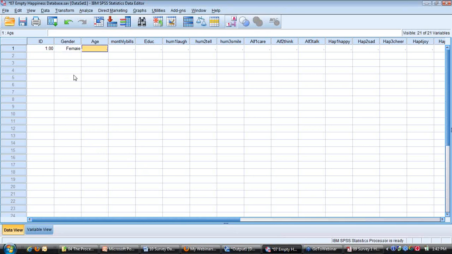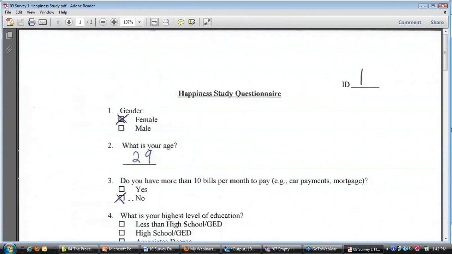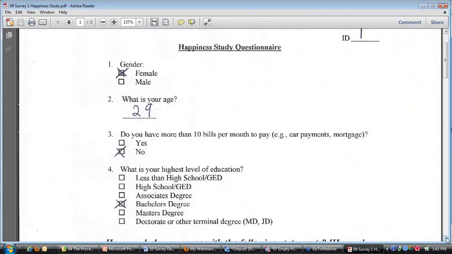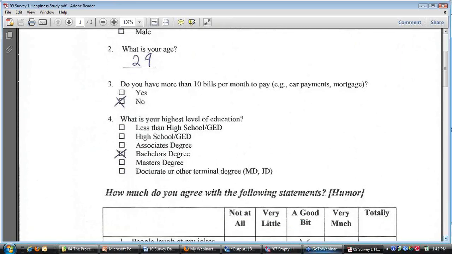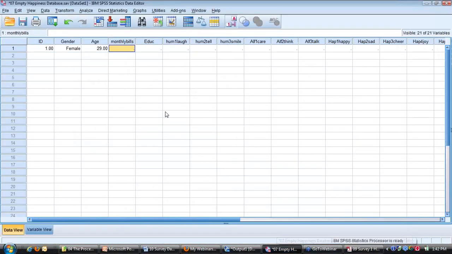Now remember that the survey said they were 29 years old, right? Age 29. Do they have a lot of bills monthly? No, they do not have a lot of bills monthly. And their highest level of education is a bachelor's degree, right? So many bills monthly, no, and no is always what?